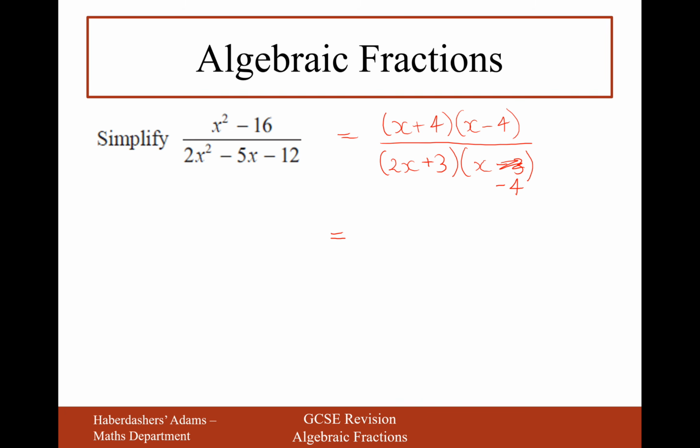So there's a bit of a trial and improvement there. And cancel out the x minus 4 and the x minus 4 there. That will leave us with x plus 4 over 2x plus 3. And there we are, that's the answer to this question.